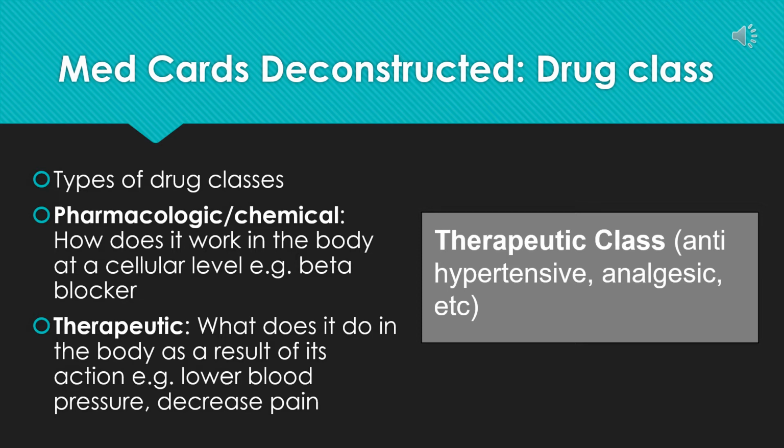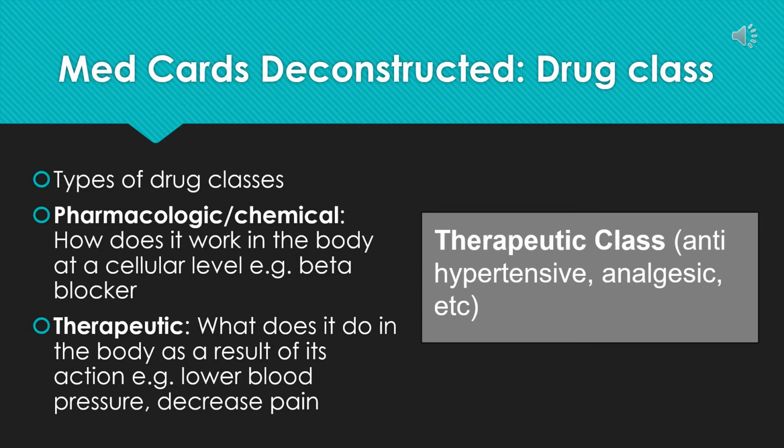But they don't necessarily tell you why you're taking this drug. So that's where the therapeutic class comes in, and this is the one I think is useful because it tells you what it does in the body as a result of that action. So if I have a beta blocker and it's blocking the beta-adrenergic receptors in my smooth muscle, what does that do? It dilates my smooth muscle in my vessels and lowers my blood pressure, so it's an antihypertensive.